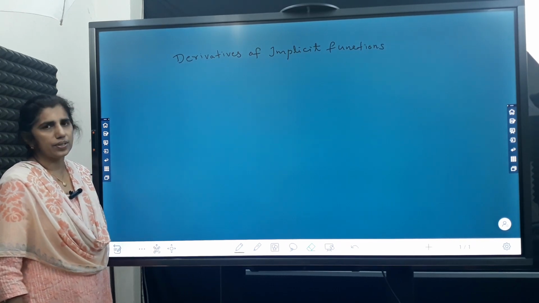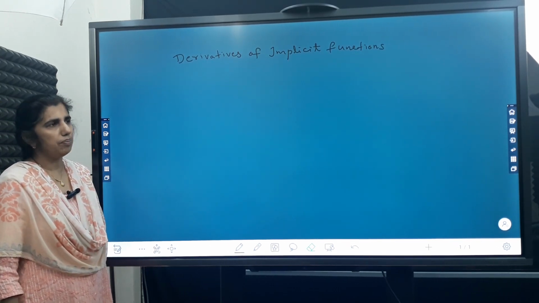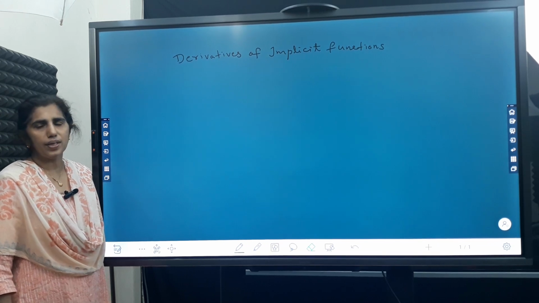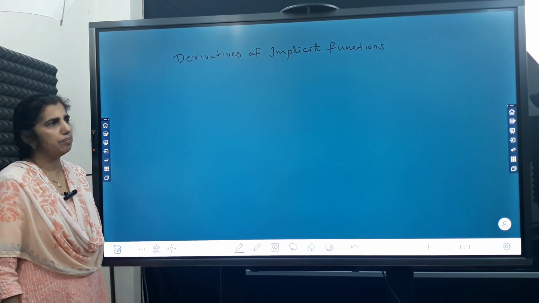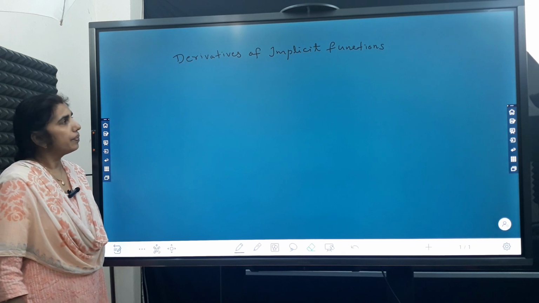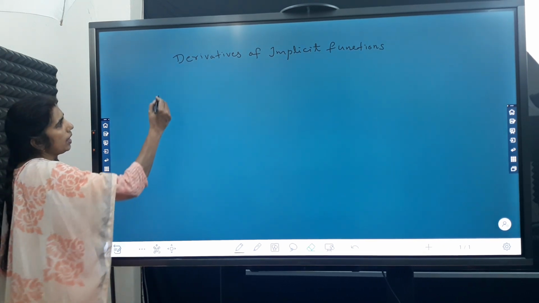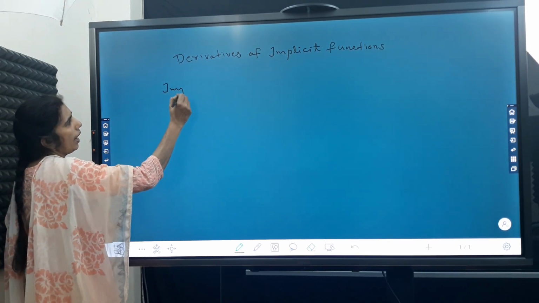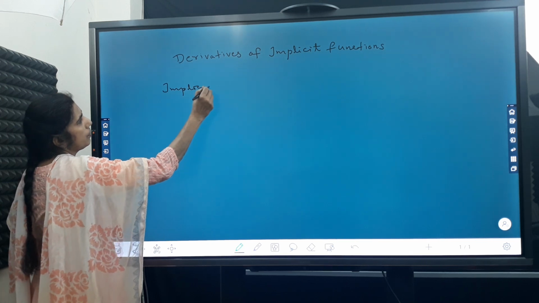Next we are going to discuss derivatives of implicit functions. So let us see what is meant by an implicit function. There are two types of function, implicit function and explicit function.